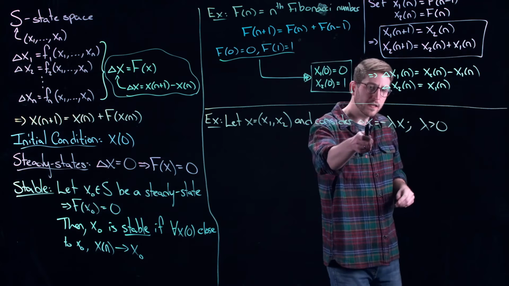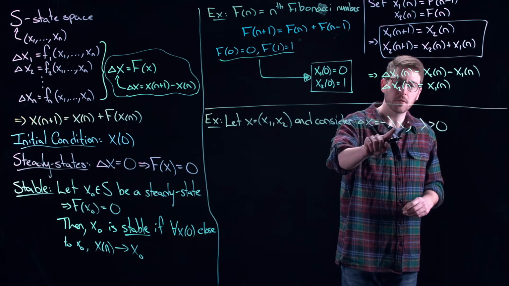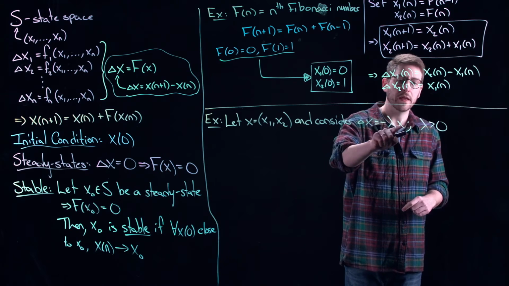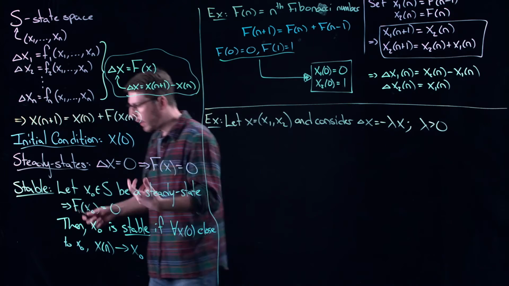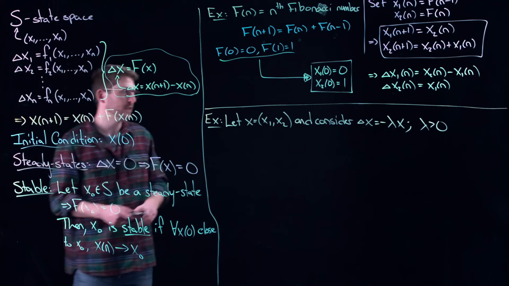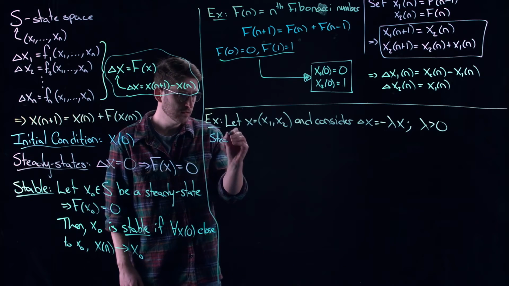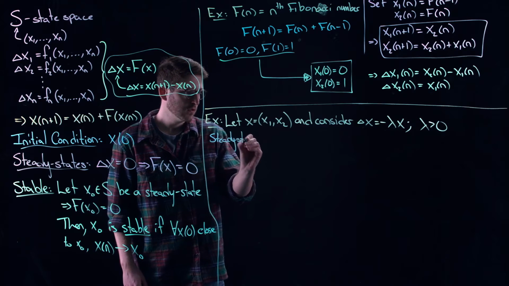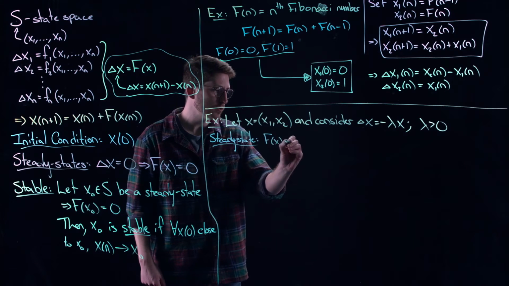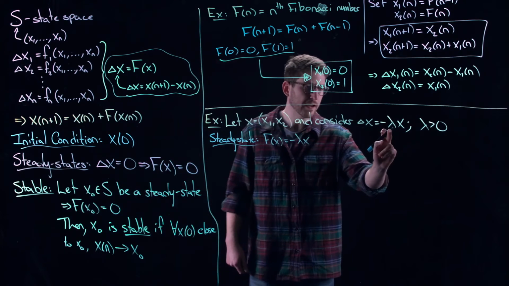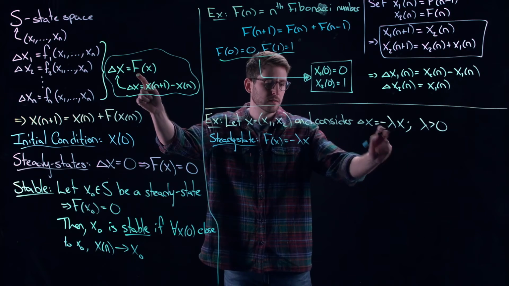So it says if you want to change x, the way you're going to change it is by changing it appropriately according to negative lambda times your current state. So the question is, what happens? How can we analyze this system? Well, the first thing we can see is the steady state here. In our case, we have f of x is equal to minus lambda x. That's the right-hand side, abiding by this notation right here.